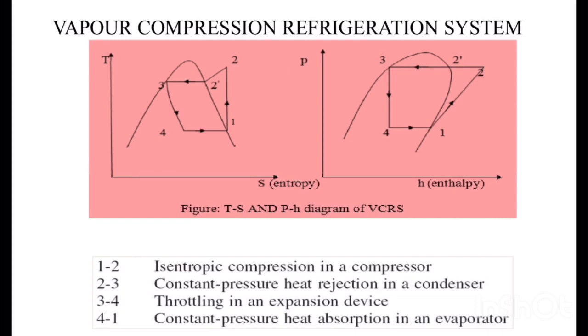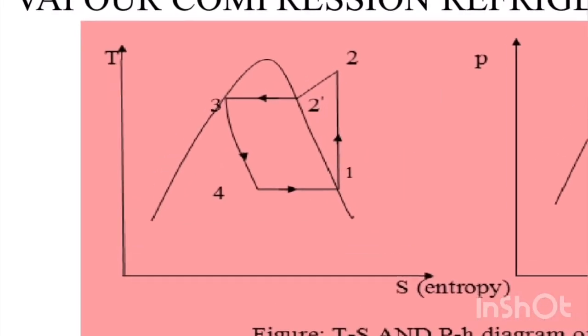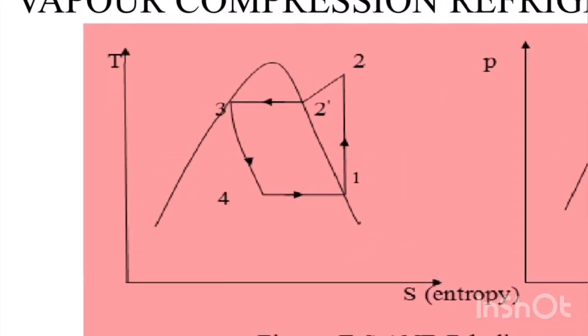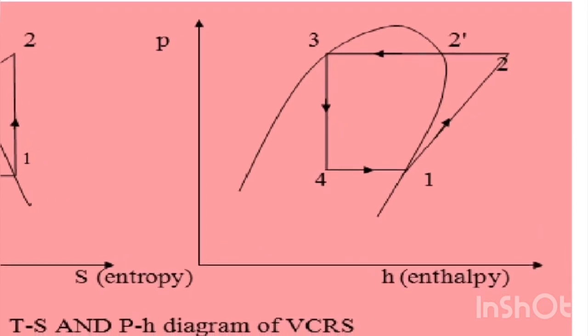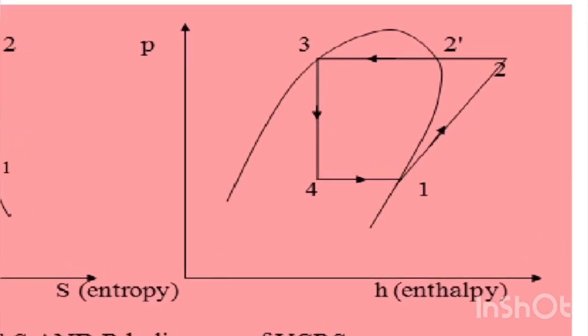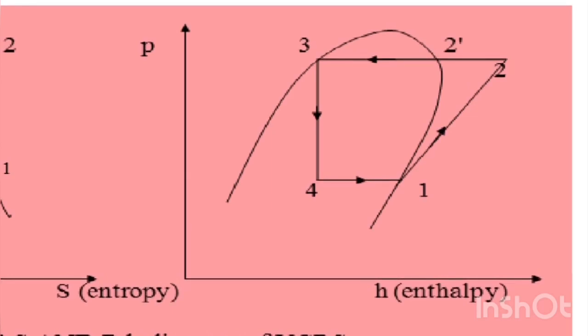So in the TS diagram we represent it like this: 1 to 2 is the isentropic process, in which the entropy remains constant. Then 2 to 3, constant pressure heat rejection in the condenser. Then 3 to 4, isenthalpic process or throttling process. Okay. Then 4 to 1, constant pressure heat absorption. Similarly we can represent this in the pH diagram here. Okay. 1 to 2 isentropic process, 2 to 3 constant pressure heat rejection, 3 to 4 isenthalpic or throttling process, and 4 to 1 constant pressure heat absorption.